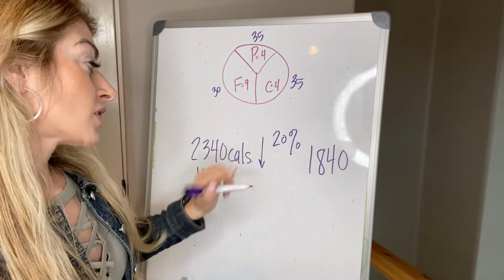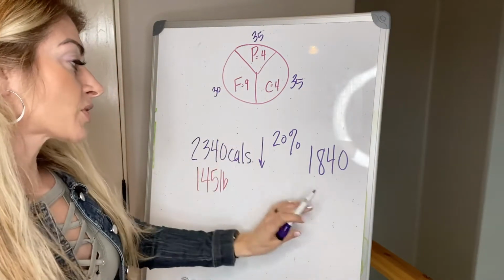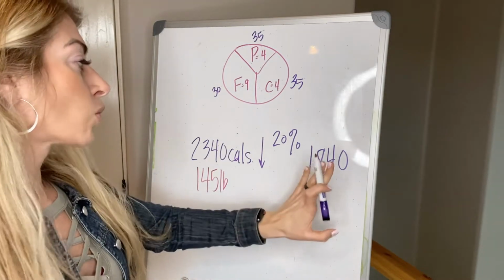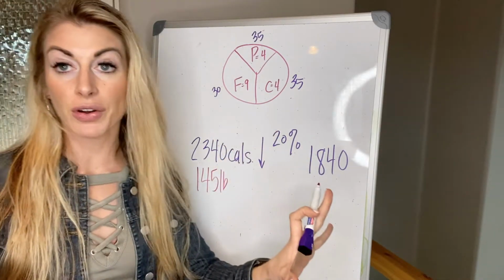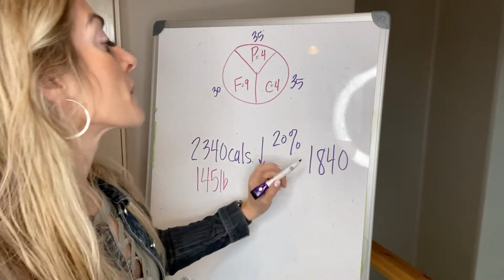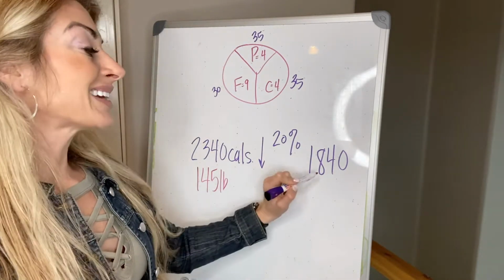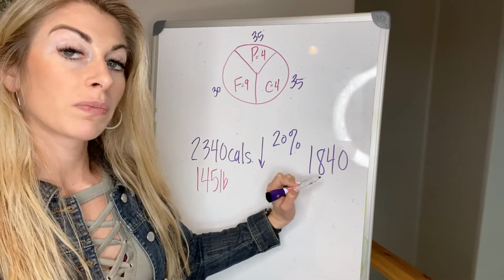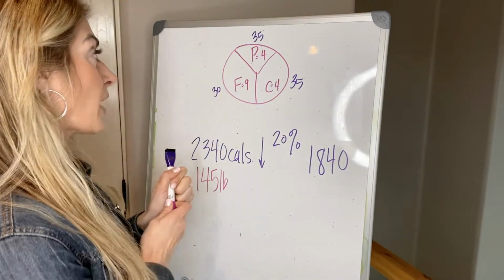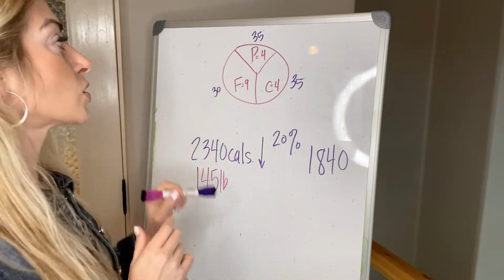So 20% of a deficit. So 20% of a deficit for me would be around, let's just say, 500 calories for easy math here. So that's going to take me to 1,840 calories. I'm going to test this for 1 week. Now, how I'm going to do that is I'm going to start.